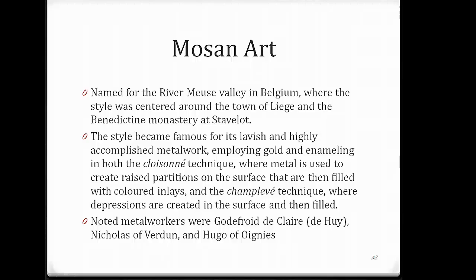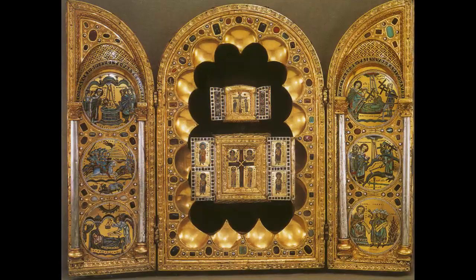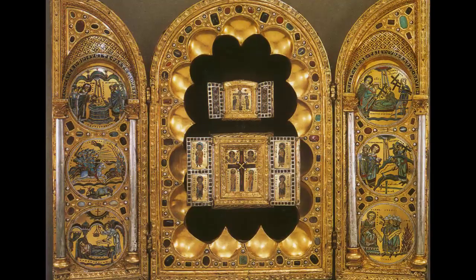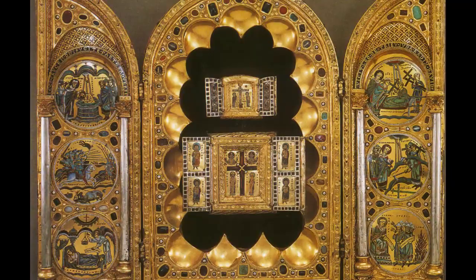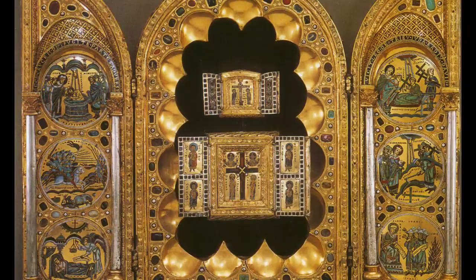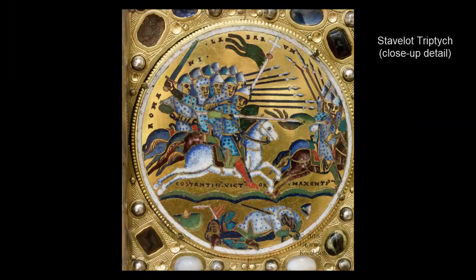The Stavelot triptych is a medieval reliquary and portable altar in gold and enamel intended to protect, honor, and display pieces of the True Cross. It was created by Mosan artists. Mosan signifies the valley of the Meuse River. It was created around the year 1156 at Stavelot Abbey in present-day Belgium. The work is a masterpiece of Romanesque goldsmith work.